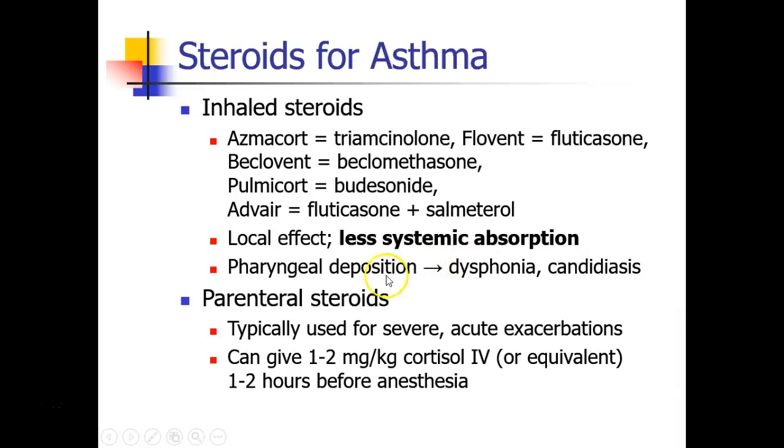Sometimes patients do require parenteral steroids given IV, and these are usually in the cases of severe acute exacerbations of the disease. Textbooks have described giving 1 to 2 milligrams per kilogram of IV cortisol 1 to 2 hours before anesthesia, but I can't say I've ever done that myself.